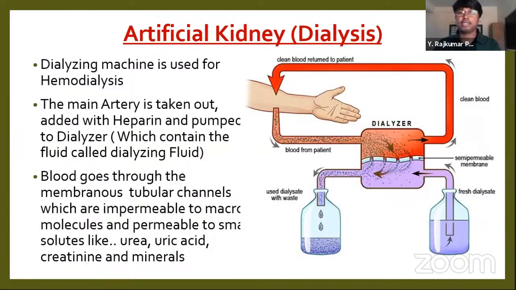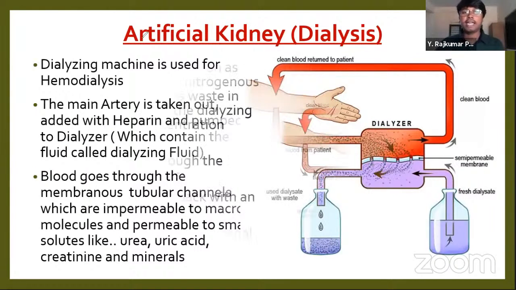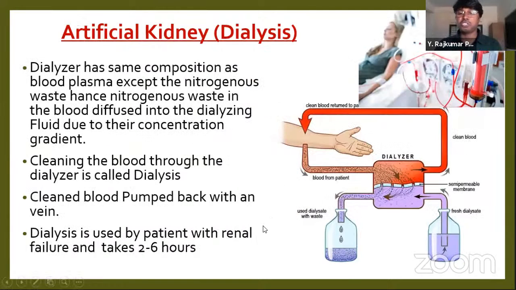Okay, dear students, let's learn further. Just now I told you the dialyzing fluid has the same composition as blood plasma, except the nitrogenous waste. Hence, the nitrogenous waste in the blood diffuses into the dialyzing fluid due to the concentration gradient, which is created only for waste substances. The composition of other substances is the same in the dialyzing fluid and in the plasma. That's the reason other substances are not being filtered.